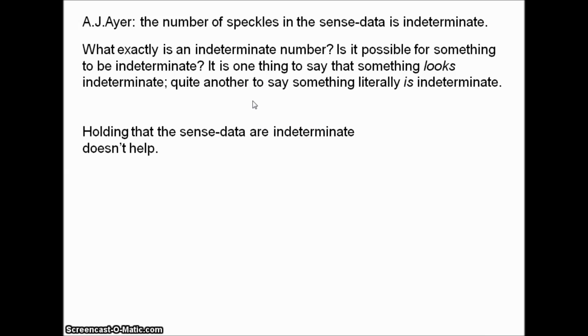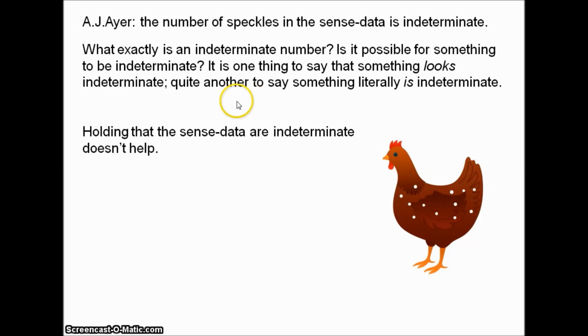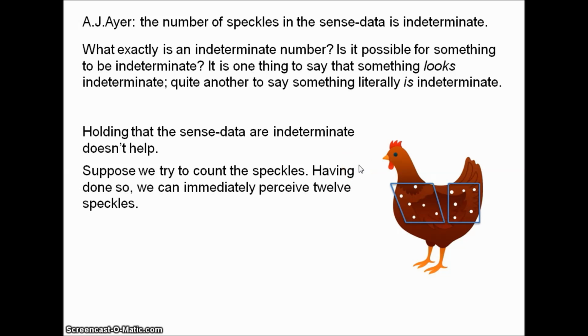For imagine now that we decide to count the speckles. It's not too hard. It takes a couple of seconds to see that there is a group of six speckles, there's a group of 6 speckles, so we know that there are 12 speckles. And because we've mentally grouped these 6 and these 6, we can immediately perceive the 12 speckles.